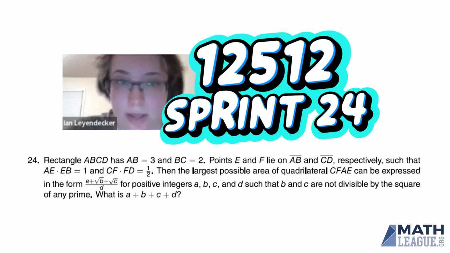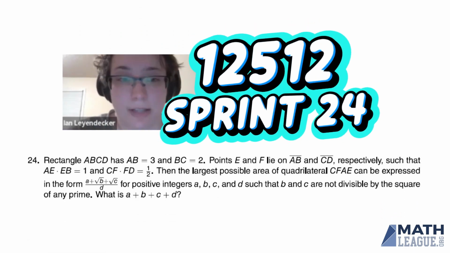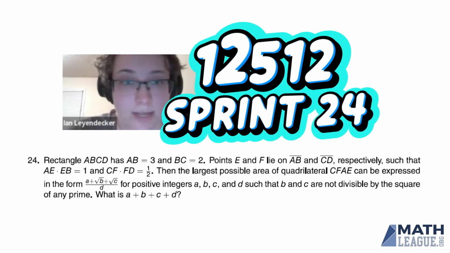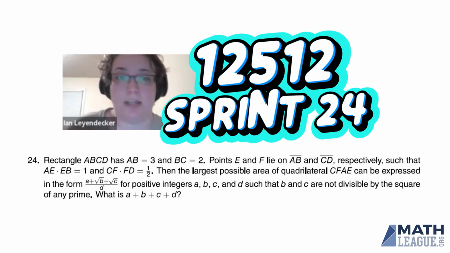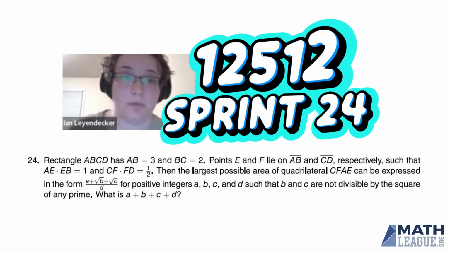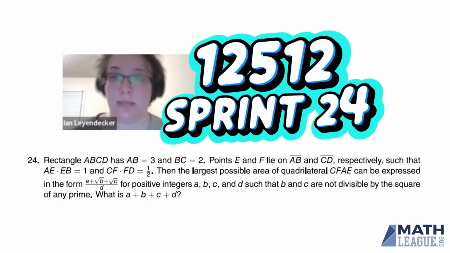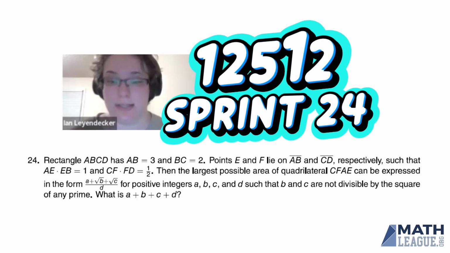Number 24, rectangle ABCD has AB equals 3 and BC equals 2. Points E and F lie on lines AB and CD respectively, such that AE times EB equals 1 and CF times FD equals 1/2. Then the largest possible area of quadrilateral CFAE can be expressed in the form A plus root B plus root C over D for positive integers A, B, C, and D, such that B and C are not divisible by the square of any prime. What is A plus B plus C plus D?